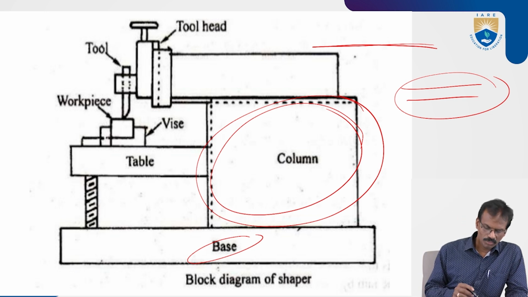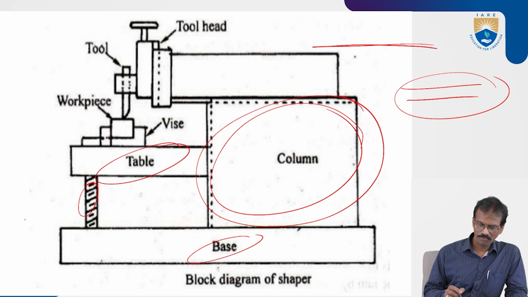We'll see. Okay, so this one is the table. This is the support. In the front face of this column there are guideways.